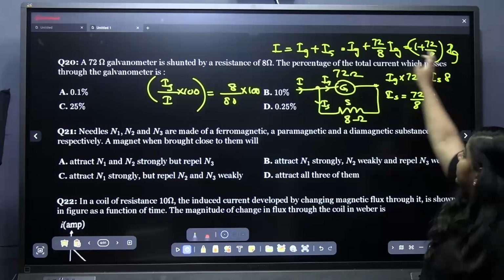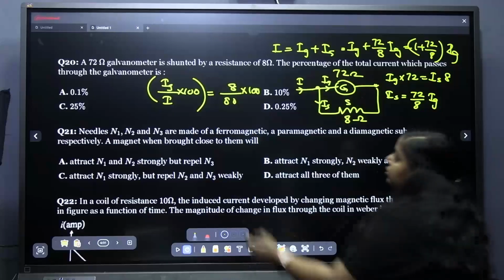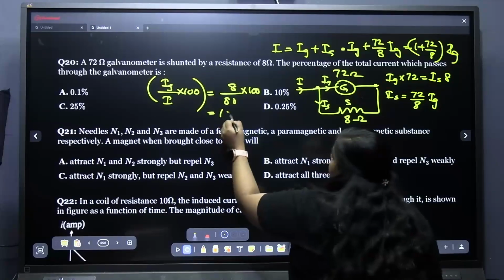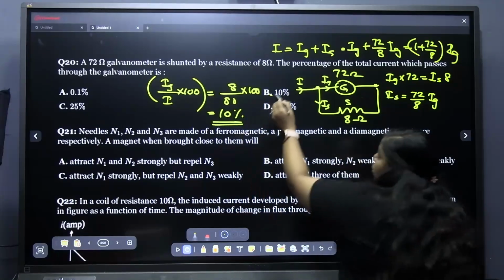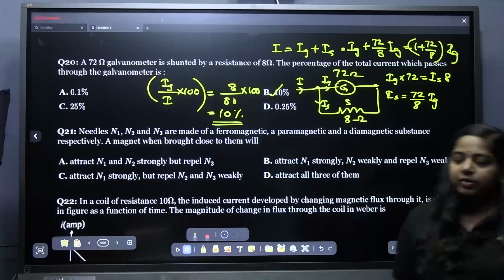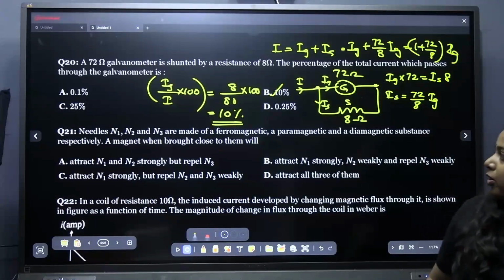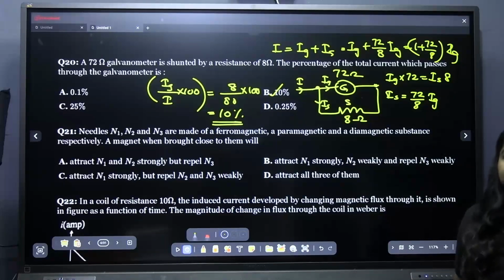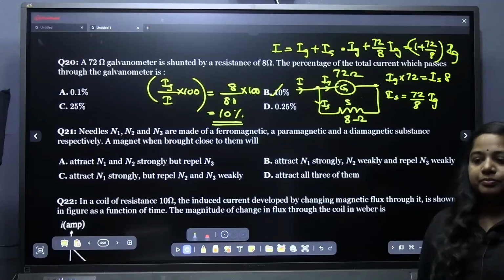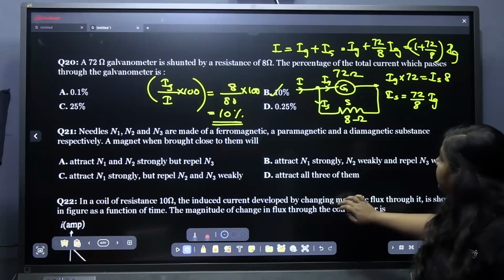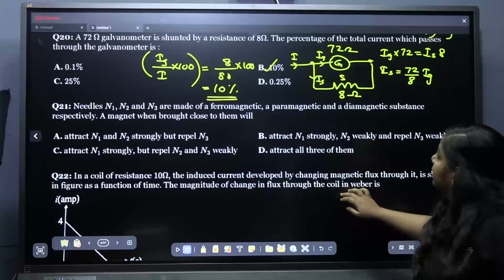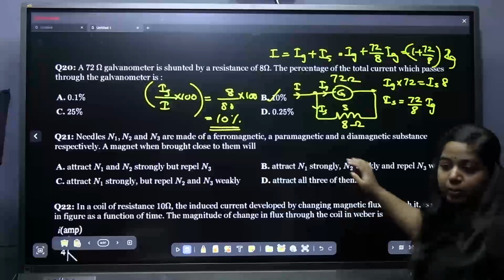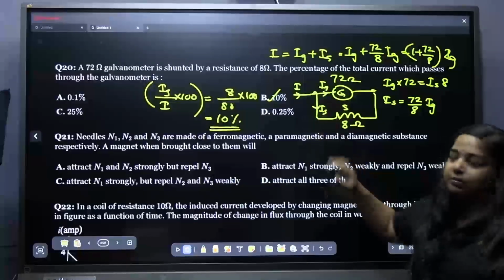From this I am finding that this will be equal to 10%. Answer option B. Yes, very good. Option B is the answer. Is that clear for all? Next one, I hope nobody has any doubt in this question.